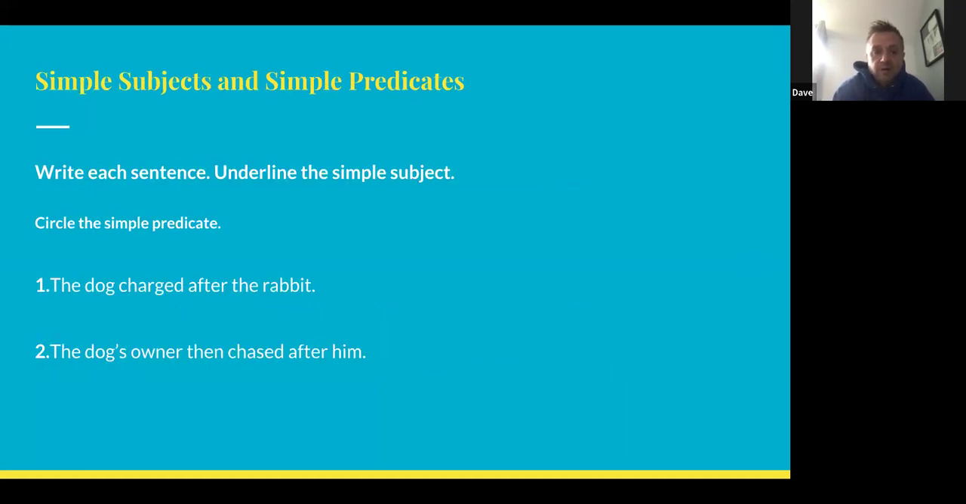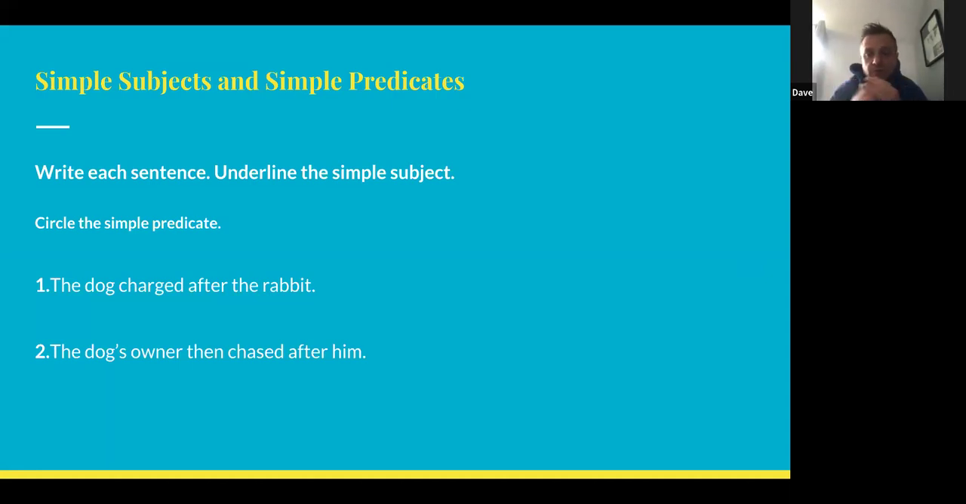So we have our subject and we have our verb. Simple subjects and simple predicates. The dog charged after the rabbit. Now remember, we went through all of these in class. So the dog is our simple subject. Dog is the subject. It's what the whole sentence is about. And then the predicate, charged. Charged means run at. The bull charged the crowd. Okay? So we have our subject and our predicate. The dog charged. That is a sentence right there.